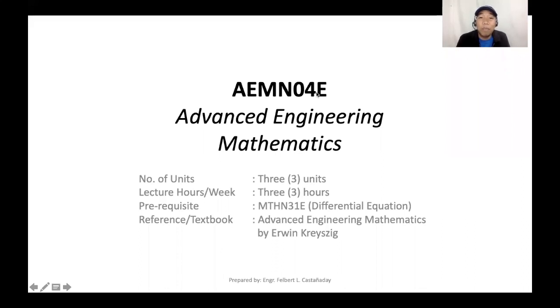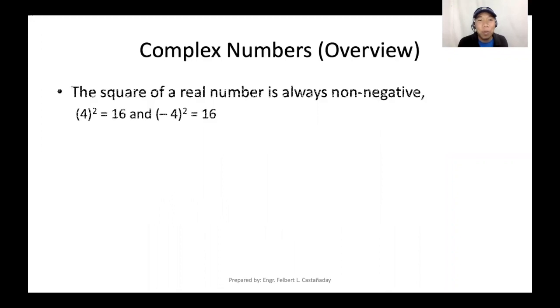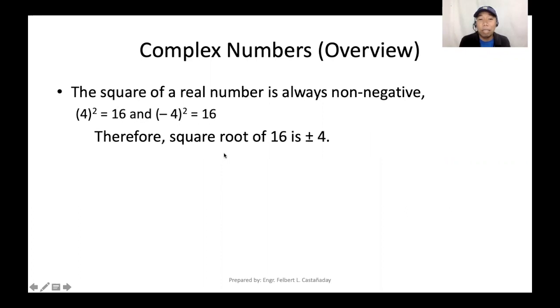Hi, in this video, we are going to talk about complex numbers. So we know that the square of a real number is always non-negative. For example, 4 squared is equal to positive 16. Negative 4 squared is equal to positive 16. Therefore, the square root of positive 16 is plus or minus 4.